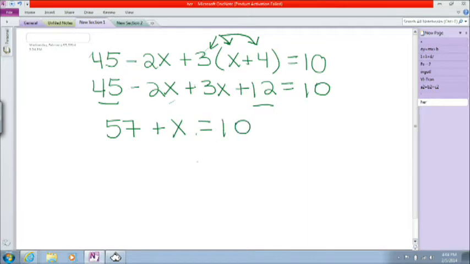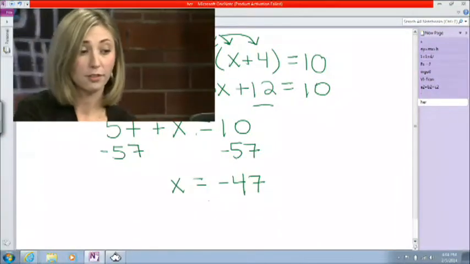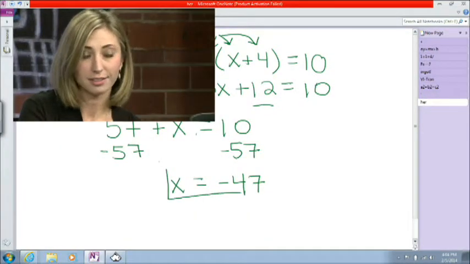The last step would be to get anything off of the same side that x is on in this equation. So we want to subtract 57 from both sides so that we have x by itself. On the left, we have x by itself, and on the right, 10 minus 57 gives us negative 47. Now that x is by itself, we have officially solved for x.